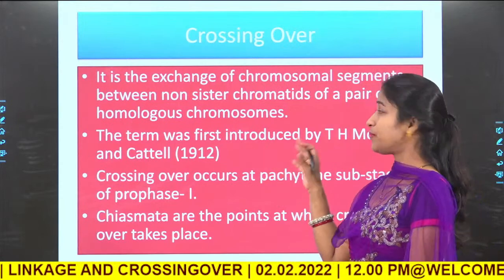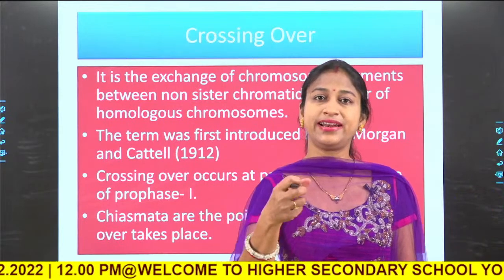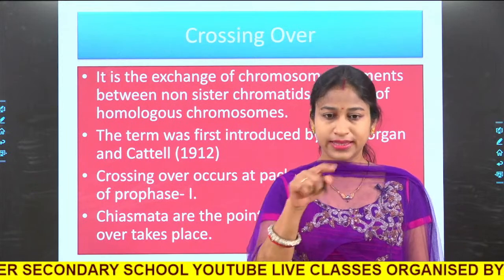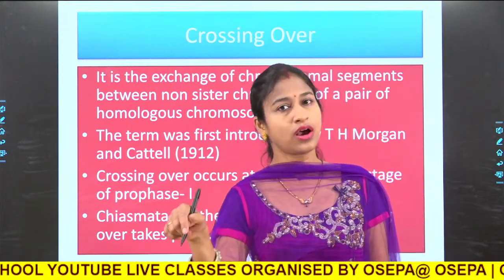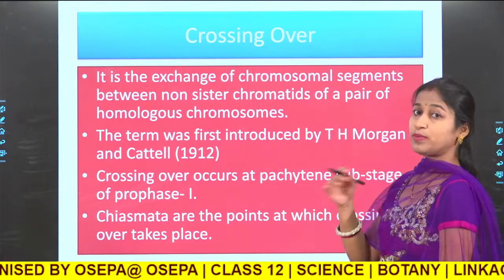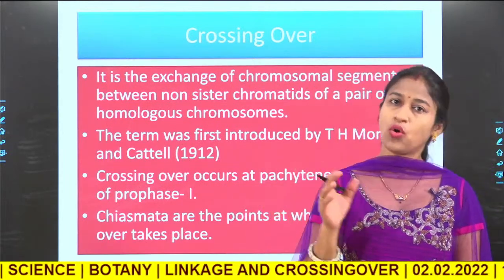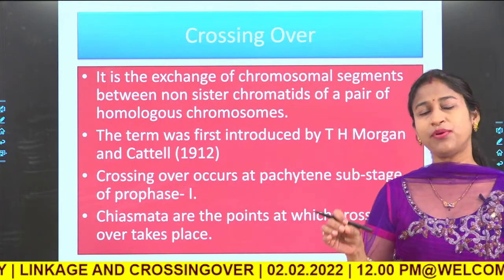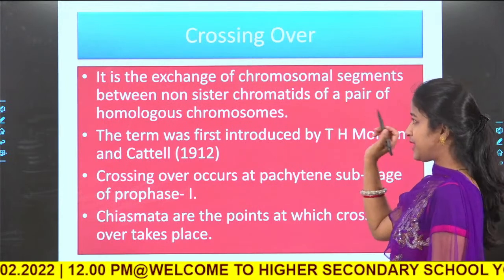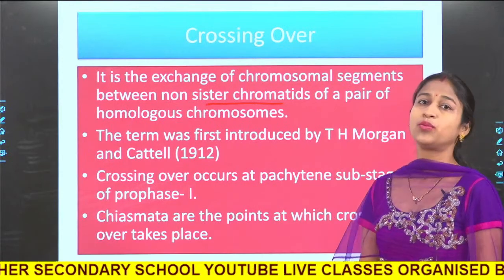But the phenomenon is different. In linkage, the genes are linked together always and are inherited as a single unit, whereas in crossing over, these linked genes form a new combination. So, what is crossing over? It is the exchange of chromosomal segments between homologous chromosomes, because of the formation of chiasmata. Okay. So, it is the exchange of chromosomal segments between the non-sister chromatids of a pair of homologous chromosomes.